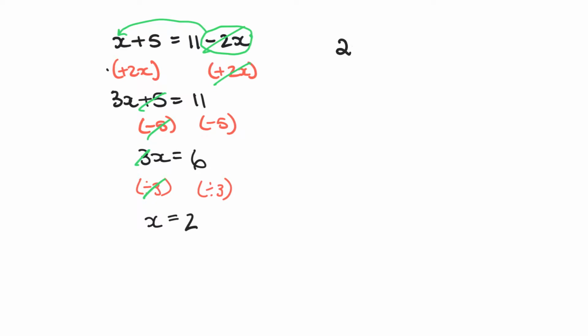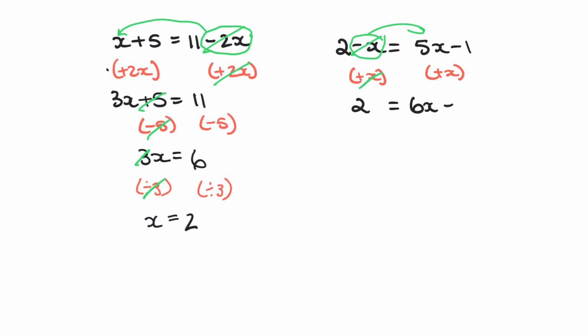I have got 2 minus x equal to a 5x minus 1. So we've got that minus x there, so we'll bring that to be with the other x by adding it. The minus x and plus x cancel, so we've got 2 equal to 5x plus an x, well that gives us 6x minus 1. Okay, we then do our opposite of take away 1 and we add 1 to both sides.